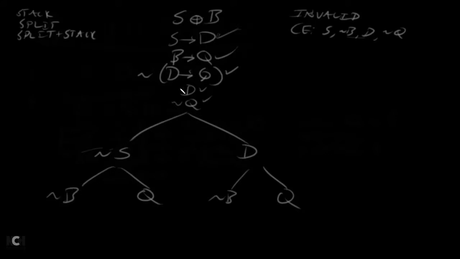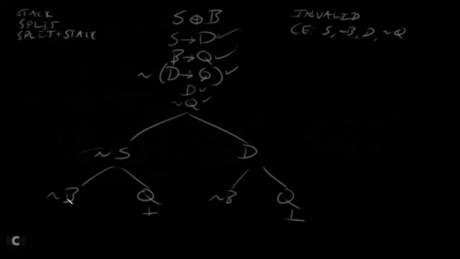Opposites in this tributary? No. Opposites in this tributary? Yes. Q and squiggle Q do not get along, so this one's shut. This valve closes. This one? No, this valve's still open. This one? Yeah, this valve closes as well because of the Q and squiggle Q.